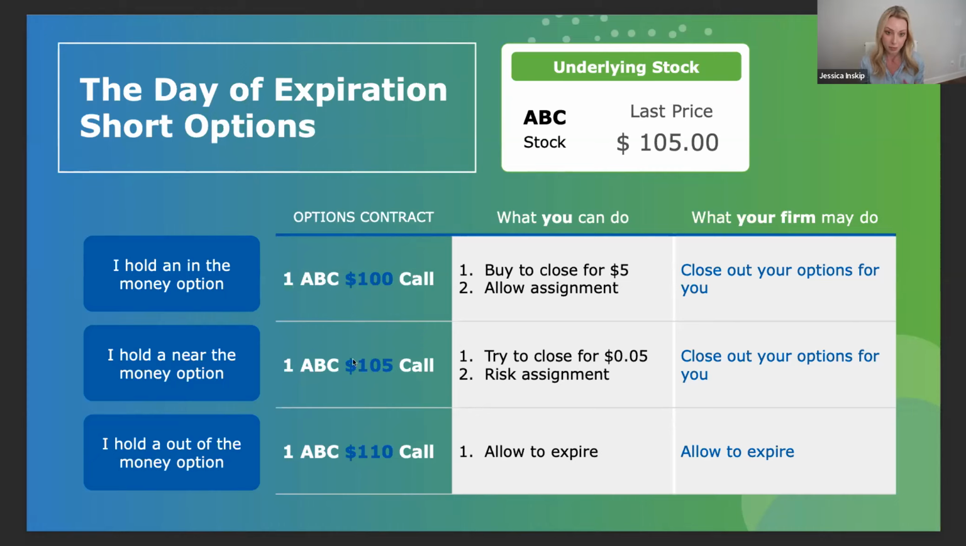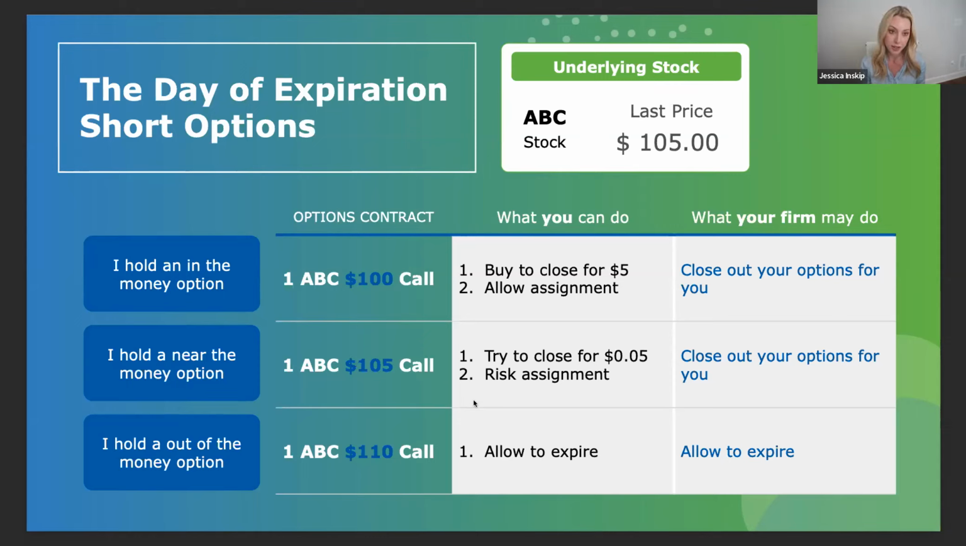The near the money options, this is where it gets really interesting, and we'll go through that a little bit deeper, is going through the OCC cutoff times where you think you're out, but you're not. So it's important to make sure that you watch near the money options and try to close those as well, because exercise instructions can still be submitted up to 5:30 Eastern time. So even if the market's closed and you think you're not at risk of assignment, you actually could, and we'll go through that in a little bit deeper.